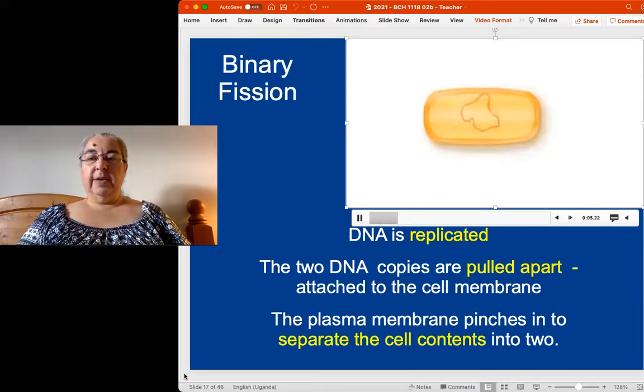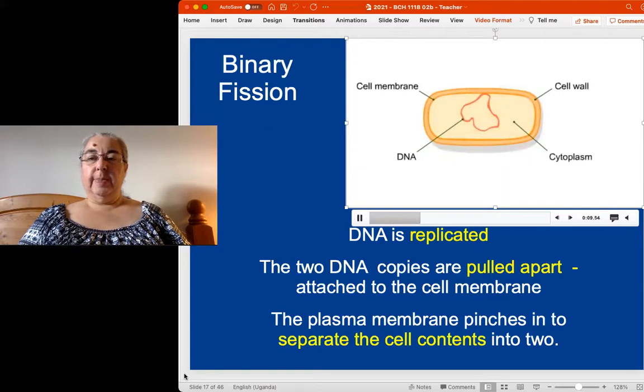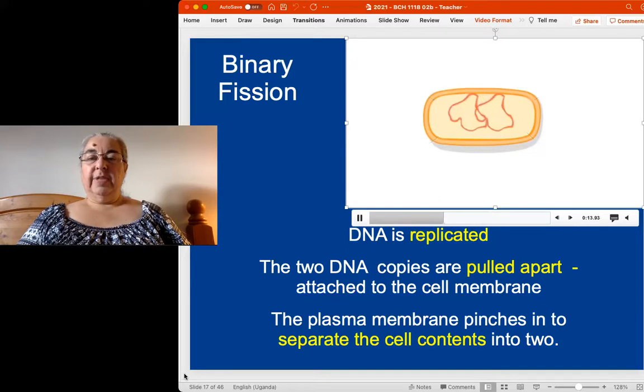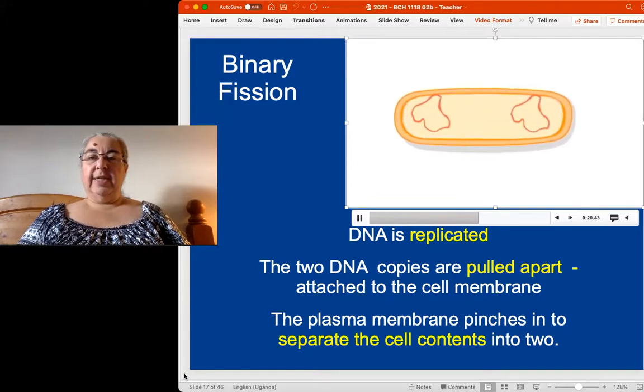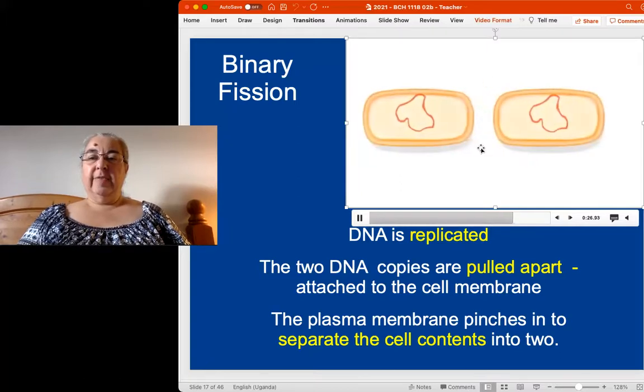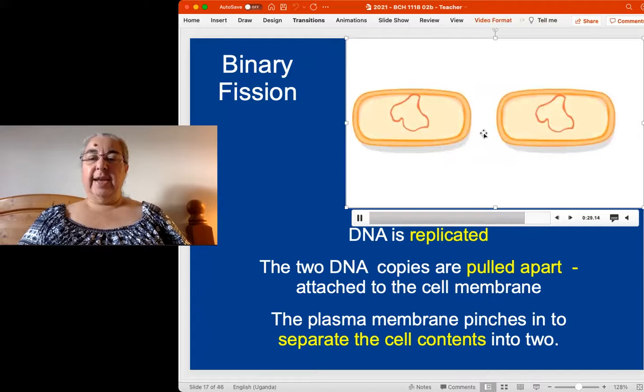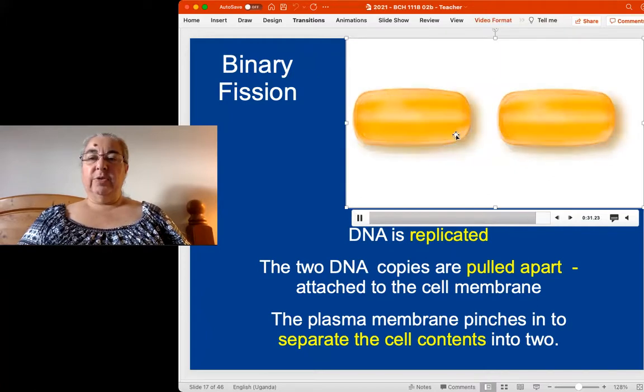So there's a bacterial cell, and there's its genetic material inside. The DNA is replicated to make two identical copies, which are attached to the cell membrane and pulled apart to two ends. The middle of the cell pinches in and the two new cells separate. Should we watch that again?